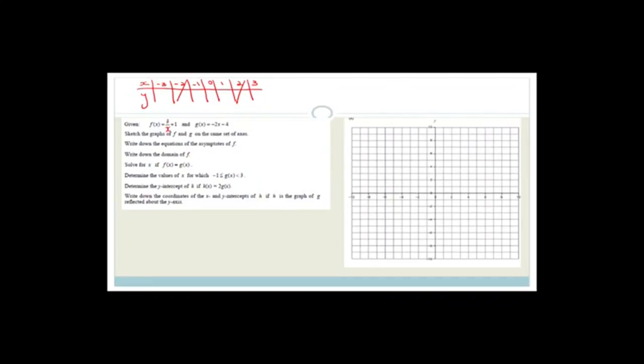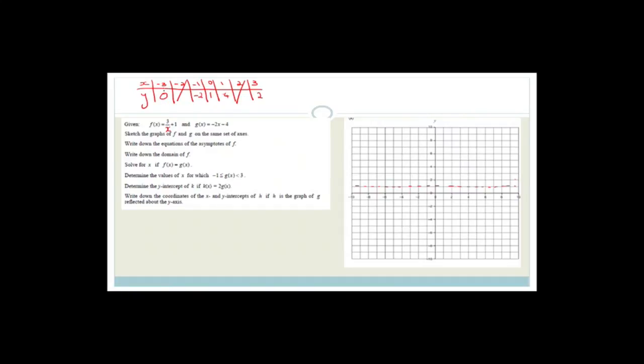So minus 3. 3 divided by minus 3 is minus 1, plus 1 is 0. And then 3 divided by minus 1 is minus 3, plus 1 is minus 2. This here is going to be 1, and 3 divided by 1 is 3, plus 1 is 4. And 3 divided by 3 is 1, plus 1 is 2. So we know that the asymptote is going to be there. We also know that this is a positive graph, and it's going to be going like this, going down there, and it's going to cross the x-axis.